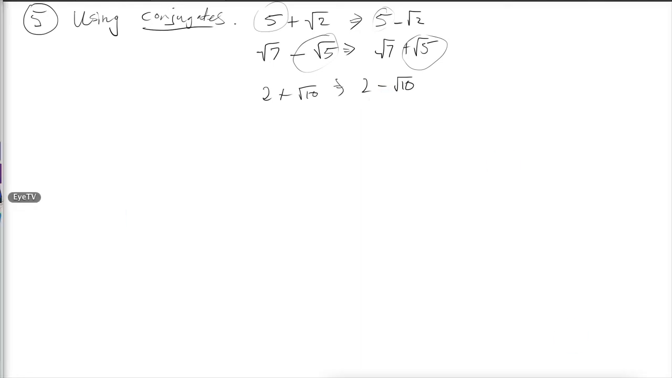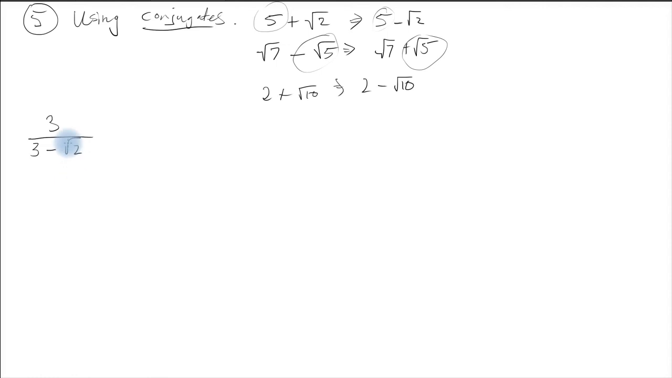Okay, so no doubt you're wondering why a conjugate might be useful. And the answer is that it's all just about rationalizing the denominator, but when the denominator is a little bit more complex. So take a look at this example: 3 divided by 3 minus root 2.